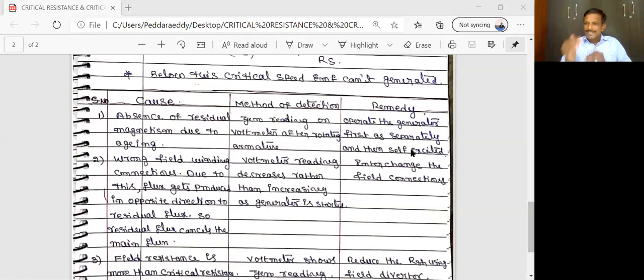Once you excite the field, next we disconnect the field again and connect as usual. Now when you start as a self excited generator, it starts to generate.